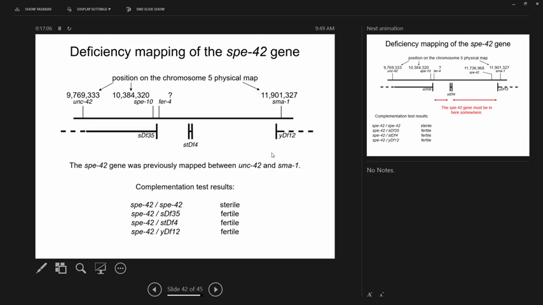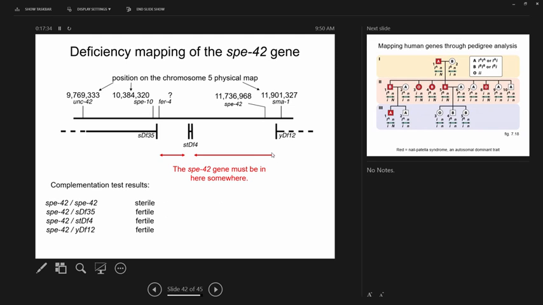Then I tried the same thing with other deficiencies. Unfortunately, this area of the genome's not covered very well by deficiencies. Here's a tiny one here. Here's another one. Here's another one there. All of these SPE42 over deficiencies ended up being fertile. So I never really found out from the deficiency mapping where it is. I found out where it isn't. But by knowing where it isn't, you can infer where it is. So I had my area to look at knocked down to here and here.